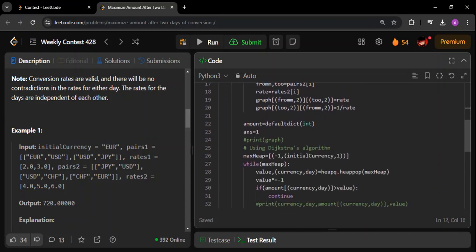Now I'm going to start Dijkstra's algorithm. Before that, I hope you're aware of what Dijkstra's algorithm is. The idea here is, we do not have to find the shortest path, we have to find the longest path, that is, the path with the maximum weight.